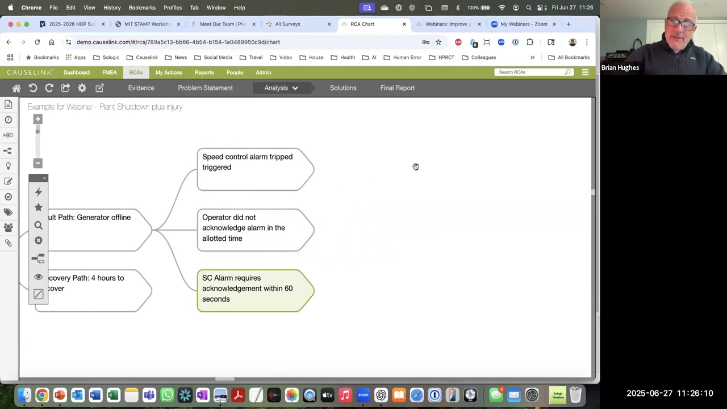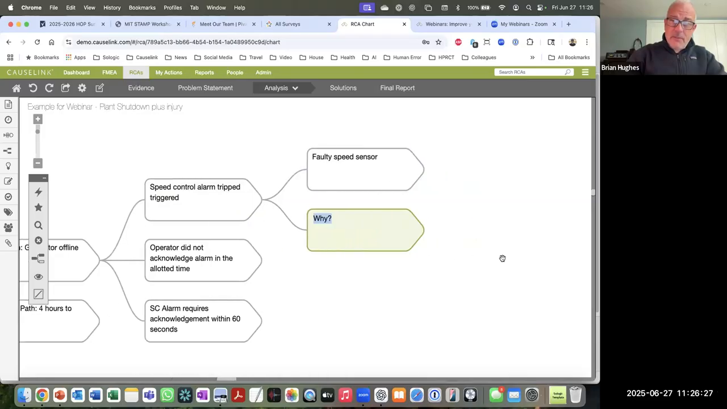So you see what I'm doing here is I'm basically saying that plus that plus that. And then what that allows me to do is I can go further. Why did the speed control alarm trip? I had a faulty speed sensor. Okay. Faulty speed sensor caused the alarm to trigger.